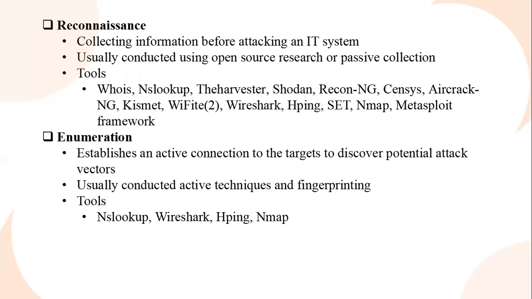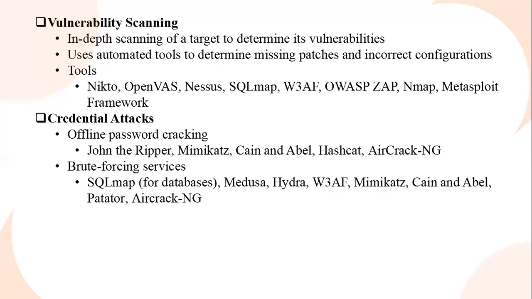You're trying to enumerate. You're trying to get your second layer. Basic things you want to get from this stage in enumeration are things like usernames, shares, and the rest. Then, of course, vulnerability scanning. What are the tools you could use? Nikto, OpenVAS, Nessus, SQLMap, W3AF, OWASP ZAP, Nmap, Metasploit framework.